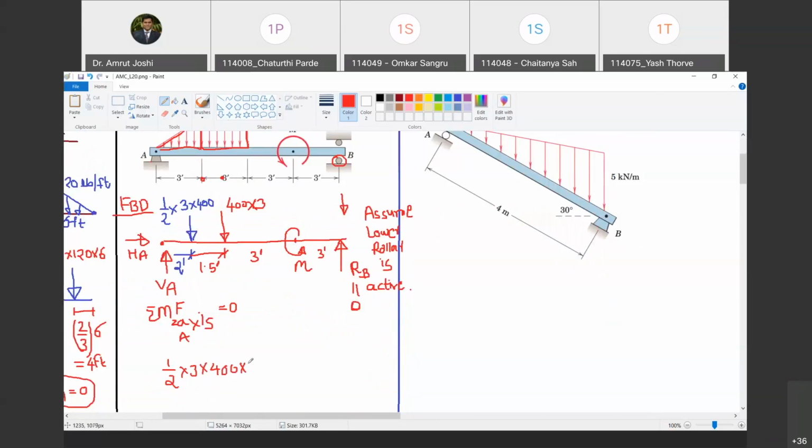And what is the sign? Anti-clockwise? No. So minus. No, it is clockwise about A, isn't it? Yes, sir. And clockwise is negative. Happy? Yes. Then what is the moment of this 400 into 3? 400 into 3 into 3.5. Yes, you are taking moment about A.